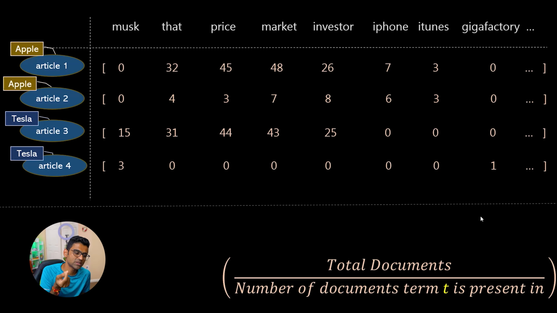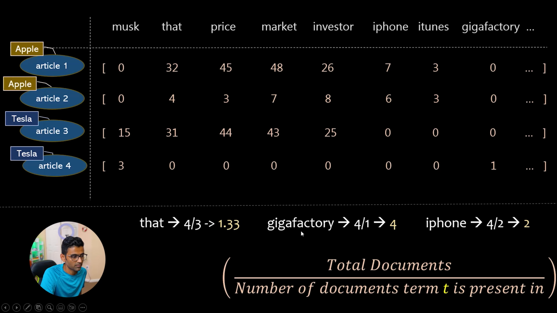And you don't do simple inversion, but you do this formula: total number of documents divided by number of documents term T is present in. For example, total documents are 4. So the numerator in our ratio is fixed, 4. But the denominator is how many documents the term appeared in. Well, 3. Total number of documents are 4. That appeared in 3 documents, so 1.33.